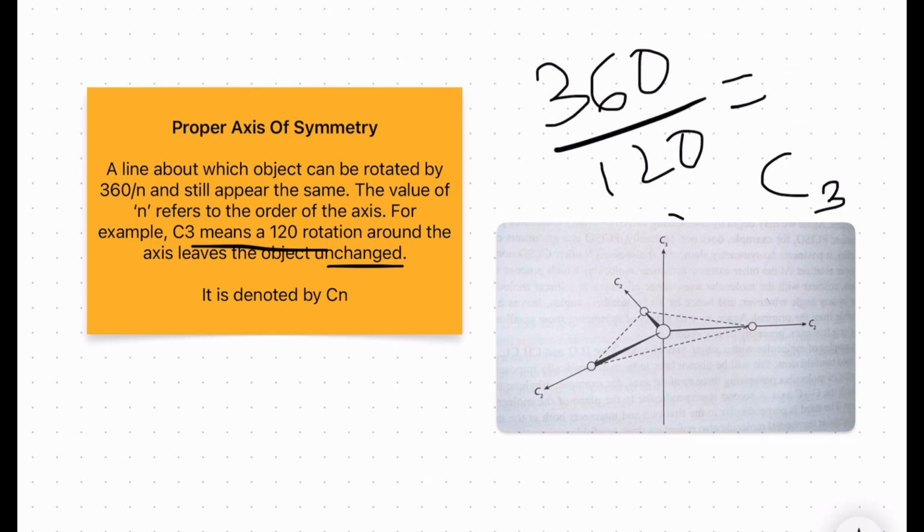Here you can see there is a C3 axis, and when you rotate 120 degrees through this C3 axis, all these points remain equivalent. Also, there is a C2 axis through these points.